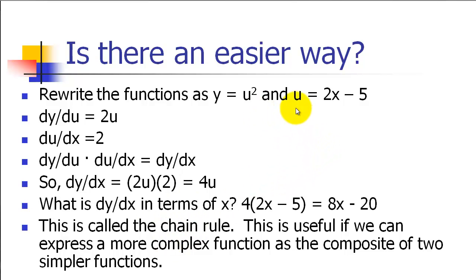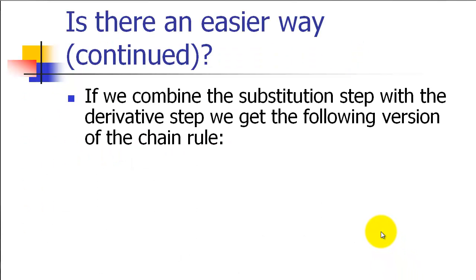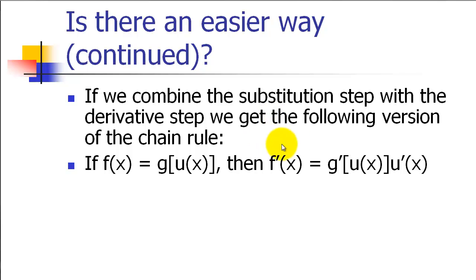Again, this was a fairly simple example we worked, but it's going to allow us to handle more complex functions, especially when we can represent those complex functions as a composite of two simpler functions that we know how to find the derivative of. So again, we are combining our substitution step with the derivative step, and we can write our chain rule as shown here.